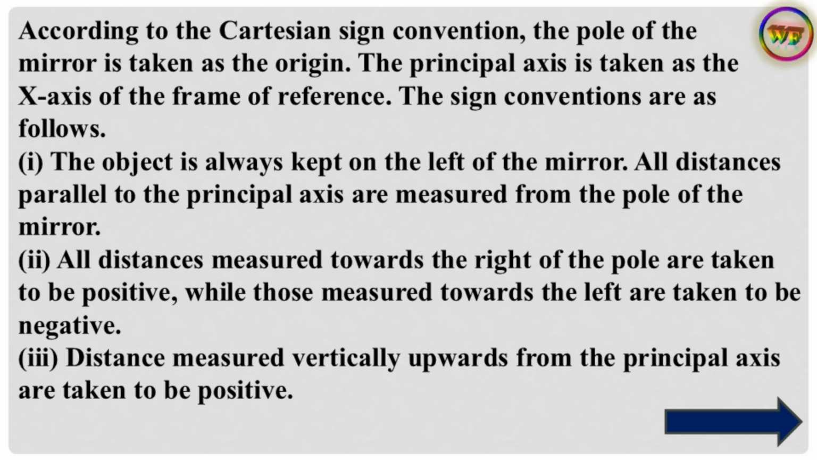Point 1. The object is always kept on the left of the mirror. All distances parallel to the principal axis are measured from the pole of the mirror. Point 2. All distances measured towards the right of the pole are taken to be positive, while those measured towards the left are taken to be negative. Point 3. Distance measured vertically upwards from the principal axis are taken to be positive. Continuation of the answer is on the next slide.